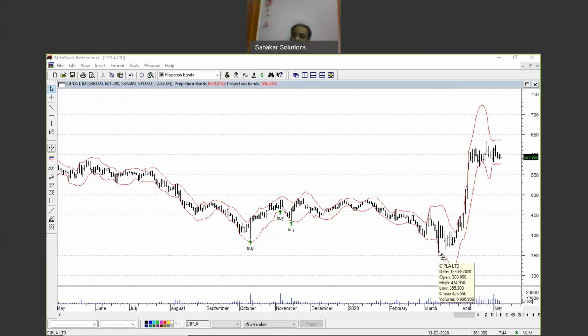Otherwise, had you invested here, you would have lost money up to this point, and this creates confusion in your mind, either to hold or to exit. So if you can make a decision at this point to make an entry, then it would be safer. So to fix entry points, these projection bands help a lot.